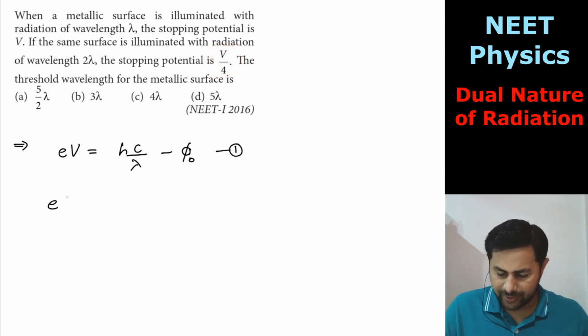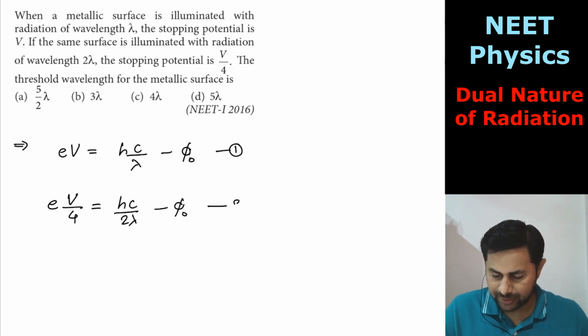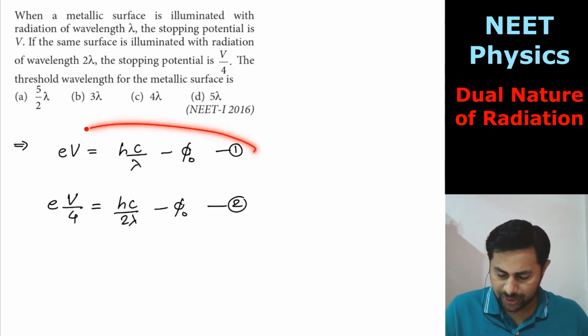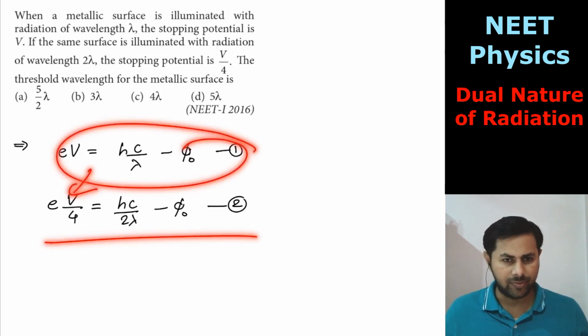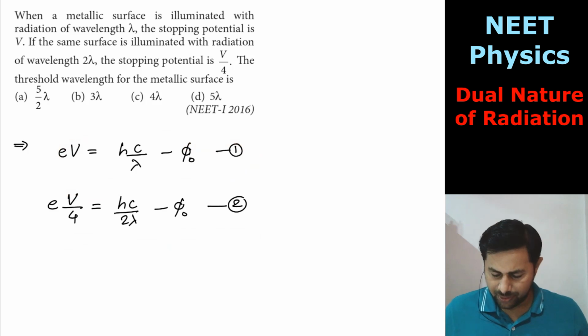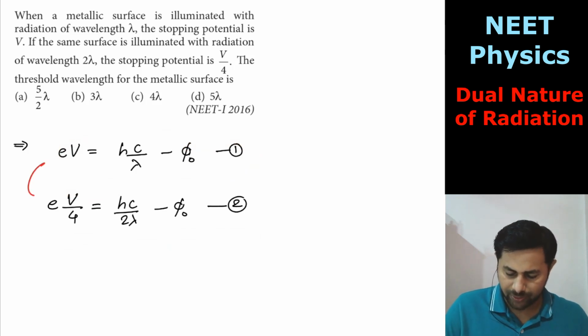Second case, we can write that stopping potential becomes V by 4. So E times V by 4 is equal to Hc by 2 lambda minus phi naught. Right, this is your equation 2. Then what we can do is substitute equation 1 into 2, or we can solve them simultaneously. Both things are identical. So let's substitute 1 into 2.